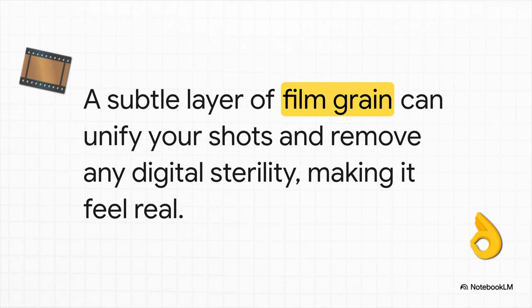We've got our polished 4K clip. But there's one last little touch. It's optional, but I highly recommend it, that can really sell the whole illusion. A subtle layer of film grain. It does two things. First, it helps blend all your different AI shots together seamlessly. And second, it gets rid of that sterile, too-perfect digital look. It just makes it feel organic.